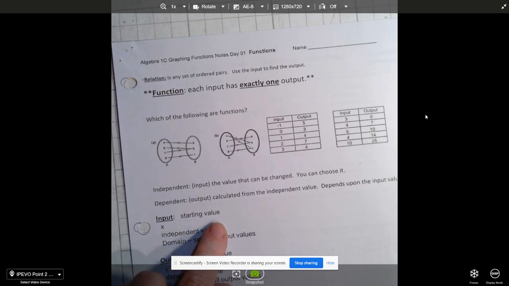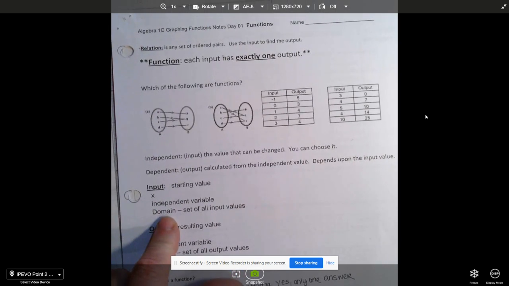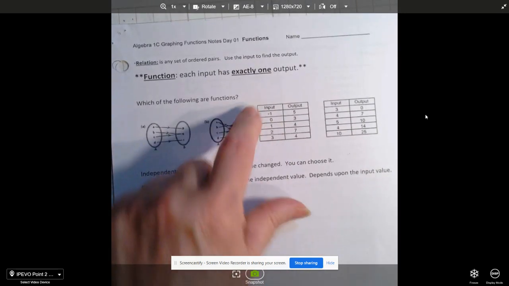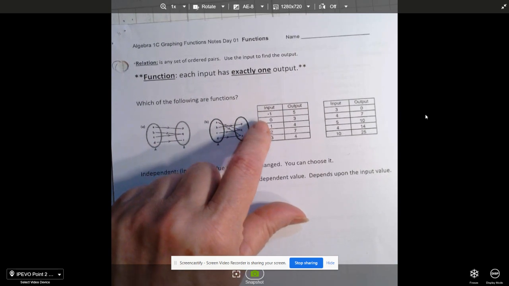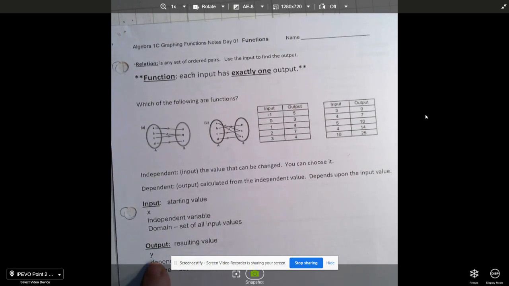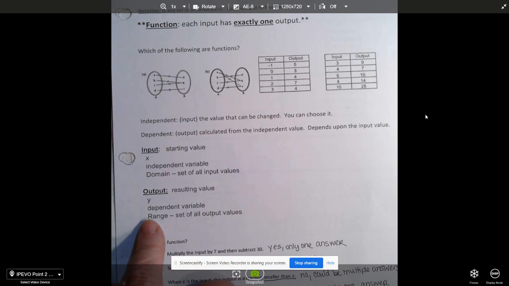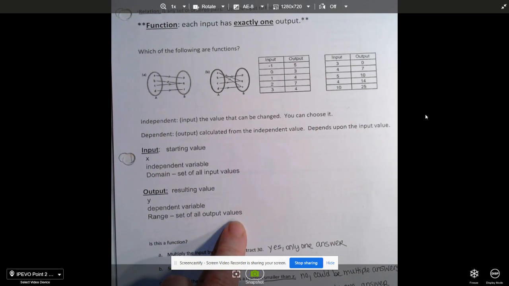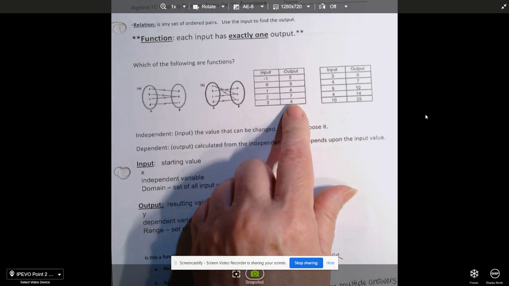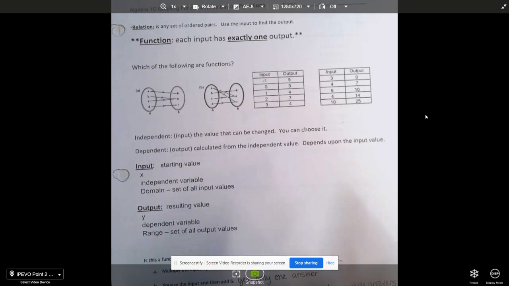Your input is your starting value or your x value. It is your independent variable. And the domain is the set of all your x inputs. So if I looked at this chart, my domain would be -1, 0, 1, 2, 3. My output is my resulting value. That would be my y value. It is my dependent variable, and the range is the set of all the output values. So again, in this case, my range would be 5, 3, 4, 7, 4. You don't have to list 4 twice because it's given here twice.